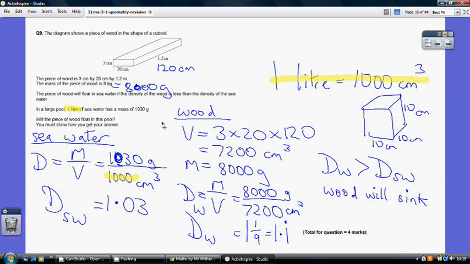Now let's think about the wood. The volume of the wood in centimetres cubed is 3 times 20 times 120, which is 7,200. Now the mass of the wood in grams multiplying by 1,000 is 8,000 grams. So the density of my wood is mass over volume, 8,000 divided by 7,200, which is 1 1/9. Now the density of the wood is greater than the density of the seawater, so the wood would sink.